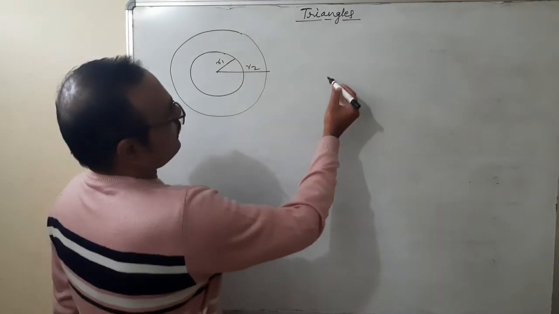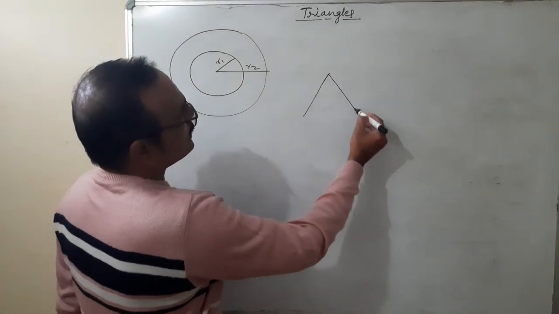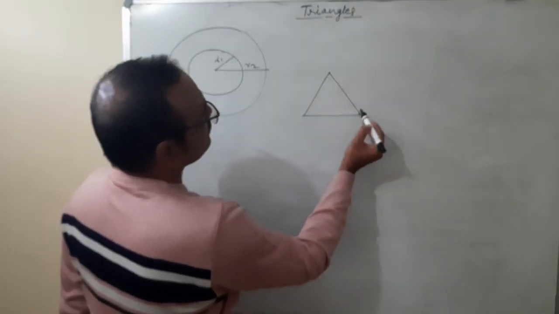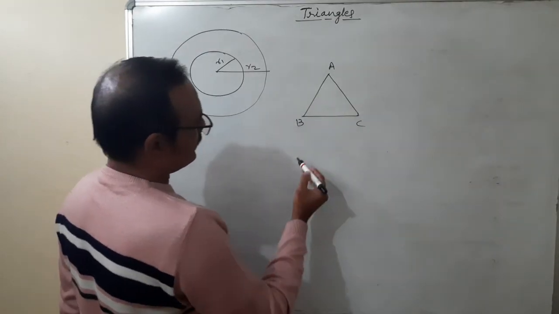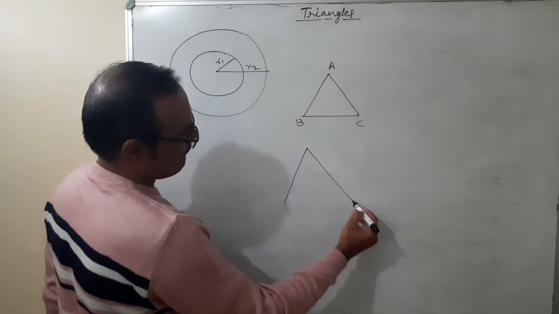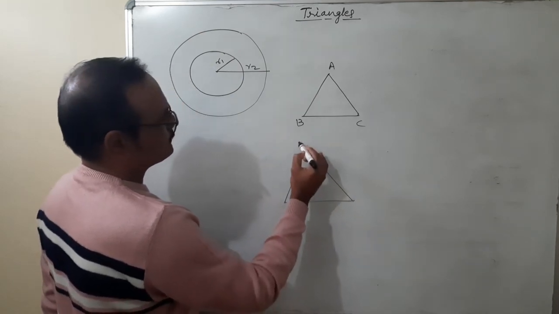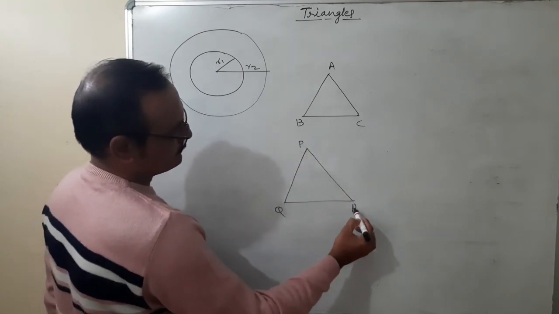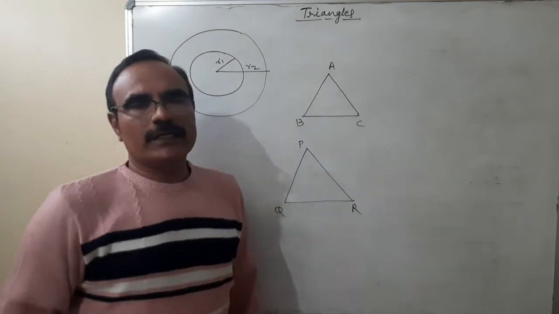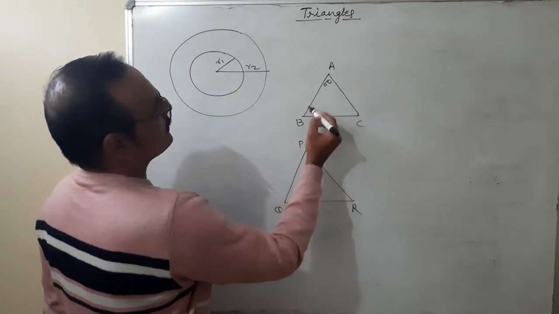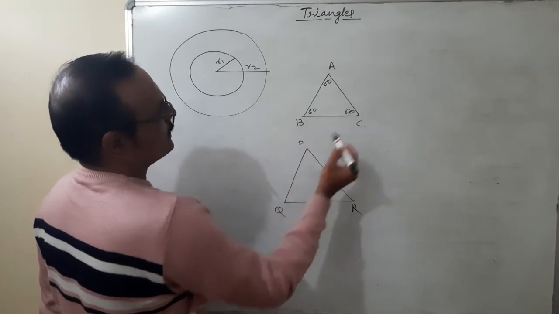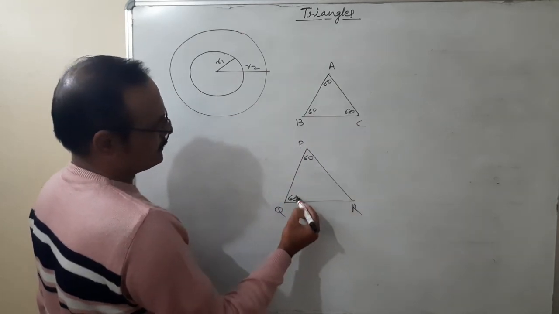Their radii are different, but we can say that shape wise they are the same. Same as if I take one triangle ABC and a second triangle PQR. Since both the triangles are equilateral, what does it mean? Each of their interior angles is equal to 60 degrees.